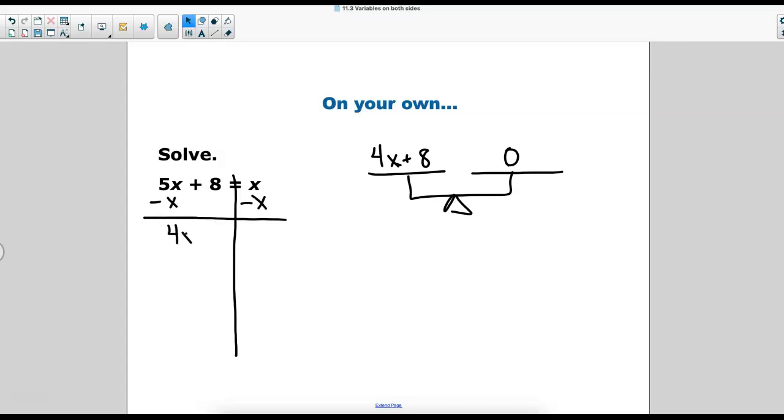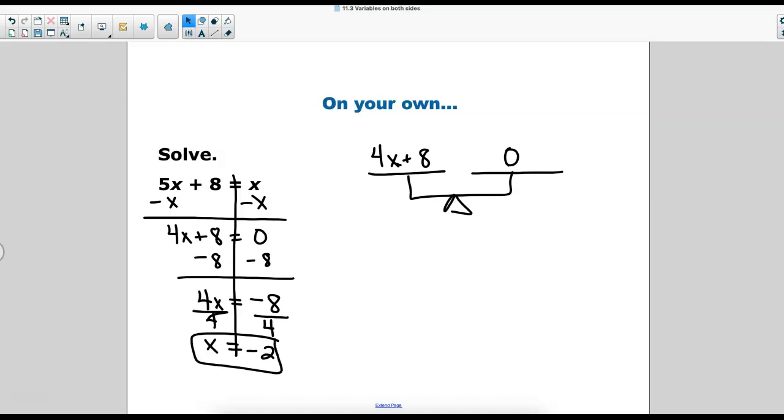I have 4x plus 8 equals 0. Minus 8 from both sides. 4x equals negative 8. Divide by 4. x equals -2. Does your work look like this or similar? If you would have done the other way, you have 8 equals -4x, and then you divide it by -4. Your work should be very neat and organized.